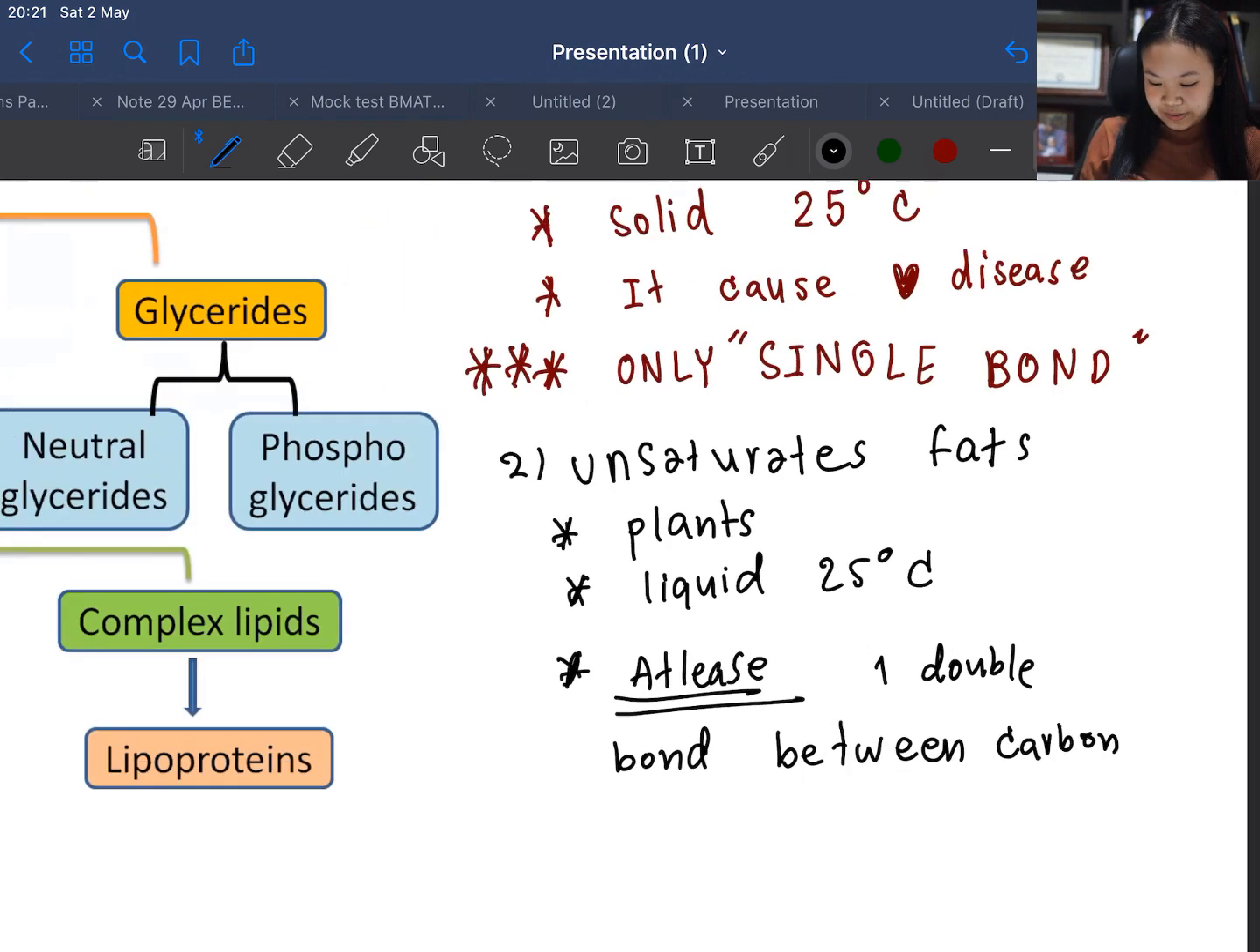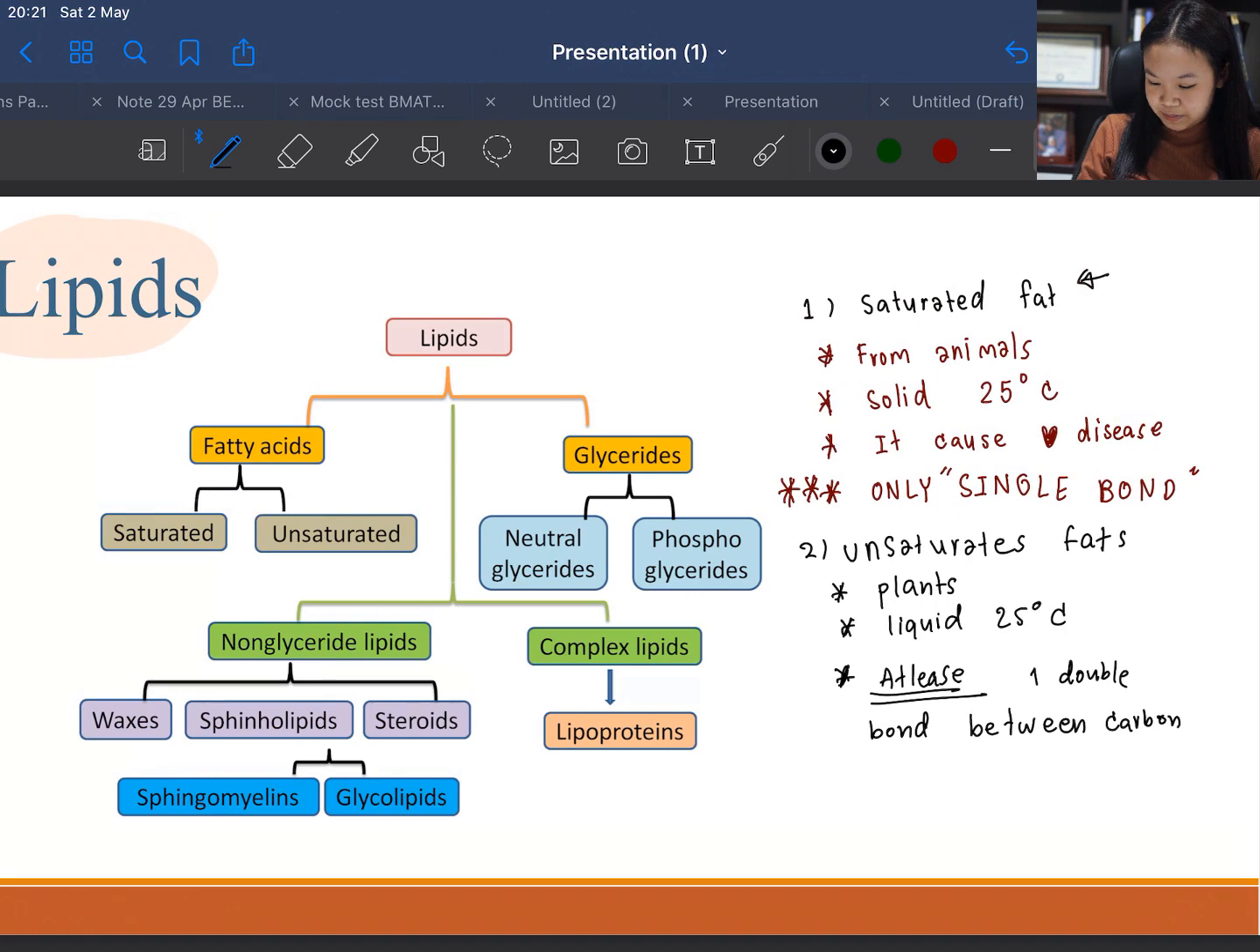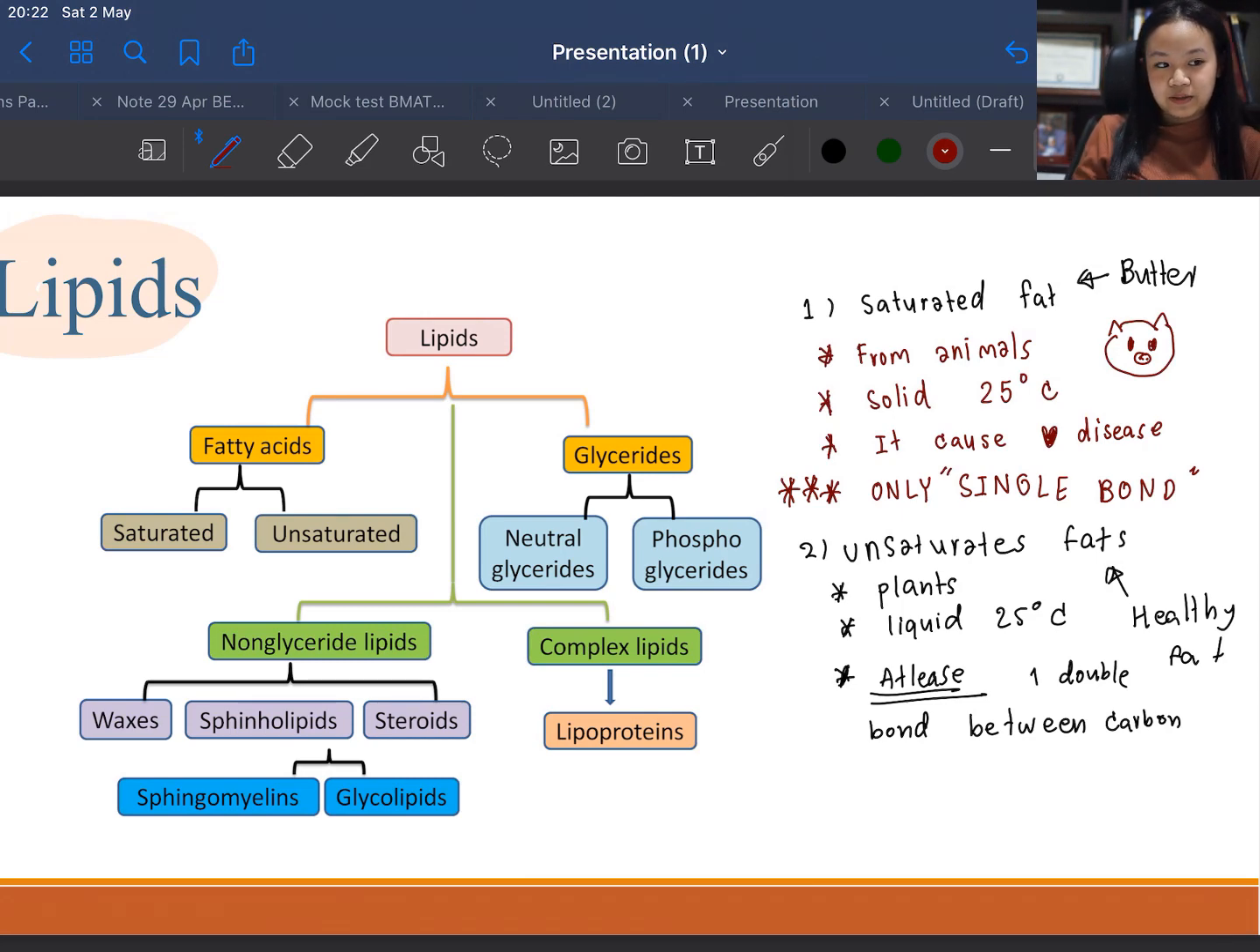What I mean is these two things are completely opposite. An example of saturated fat is butter. An example of unsaturated fat is healthy fat. Saturated fat is really solid. Whenever you see fats from a cute little piggy, it is solid. Well, the oil that we cook with is actually from plants, so it's liquid.